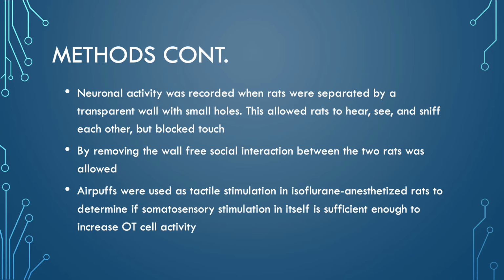Methods continued. Neuronal activity was recorded when rats were separated by a transparent wall with small holes. This allowed rats to hear, see, and sniff each other, but blocked touch. By removing the wall, free social interaction between the 2 rats was allowed. Air puffs were used as tactile stimulation in isoflurane anesthetized rats to determine if somatosensory stimulation in itself is sufficient enough to increase oxytocin cell activity.